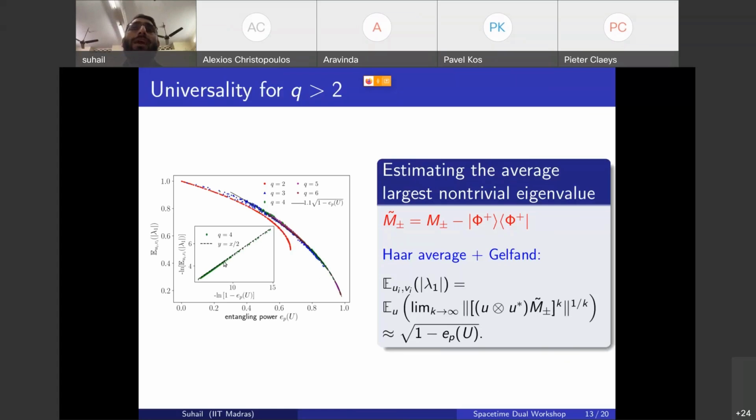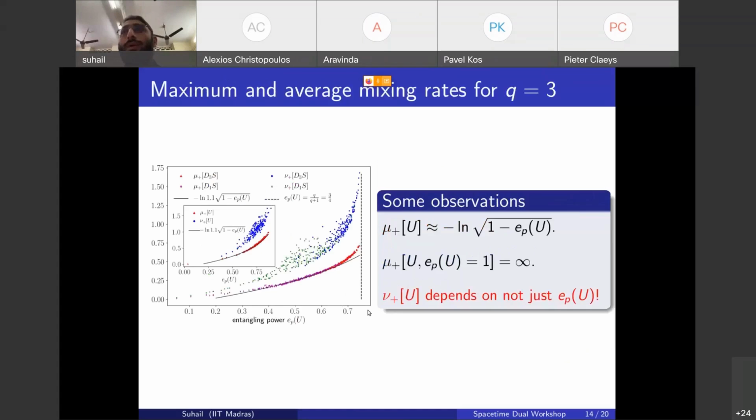Now, for q equal to 3, as I was saying, the dual line is not continuous. In the sense that you cannot find entangling power greater than some numerical bound, around 0.94. From 0.94 to 1, there are no dual unitary operators, apart from the q equal to 1 case. So that's why we have done it for q equal to 4 over here.